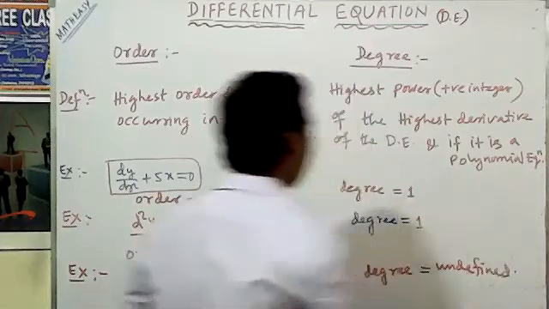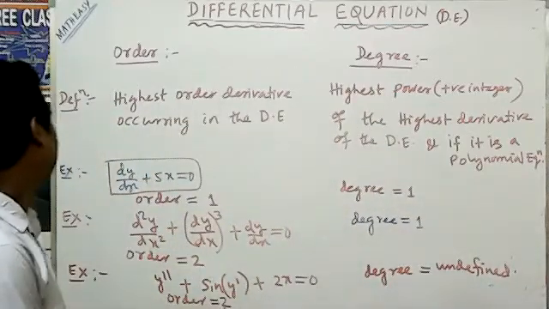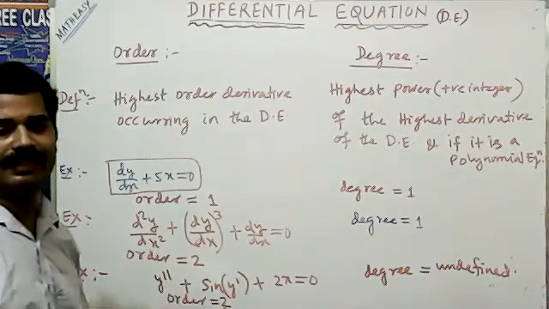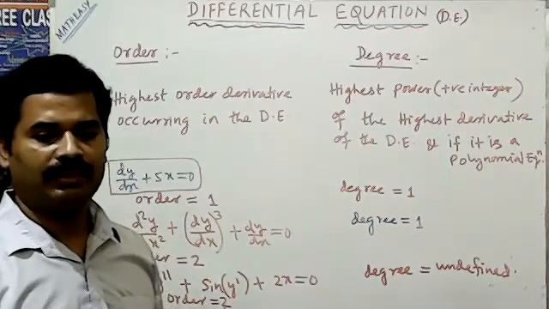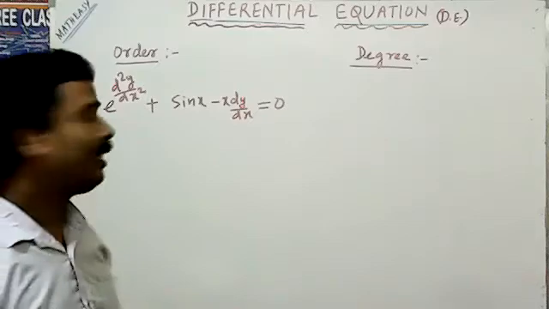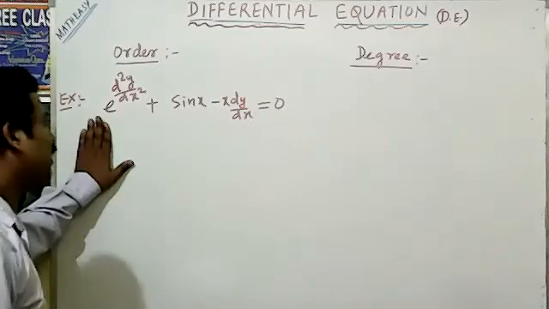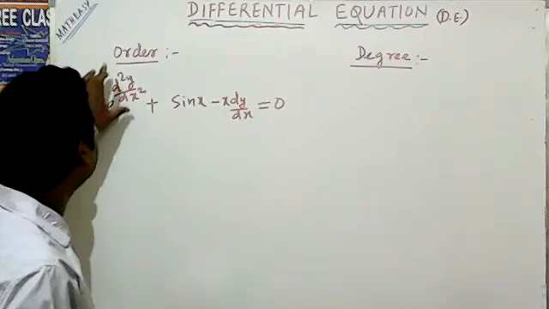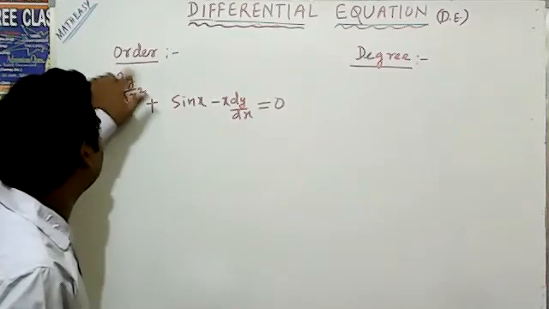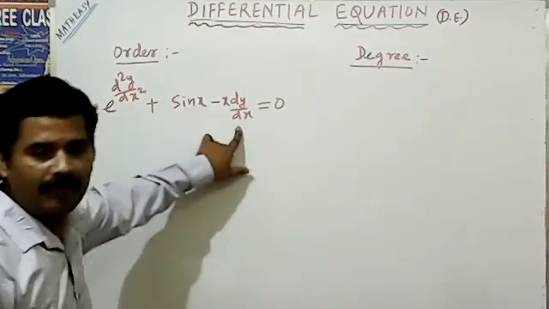Degree is undefined. So this is the order and this is the degree. Then one more question we'll discuss: what is the order and what is the degree? This is an example of a differential equation. This differential equation has a maximum number of derivatives, that is the 2 time derivative, 1 time derivative.